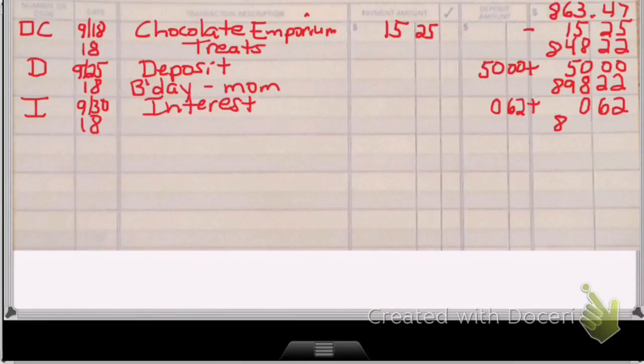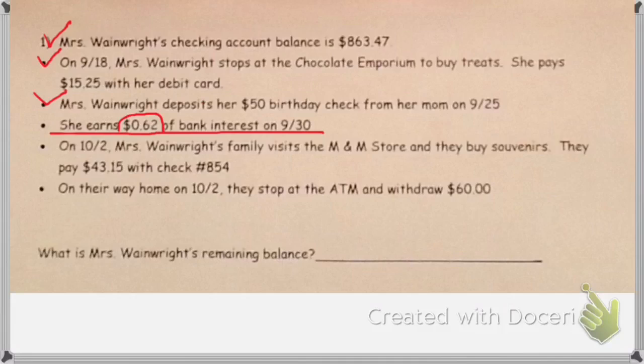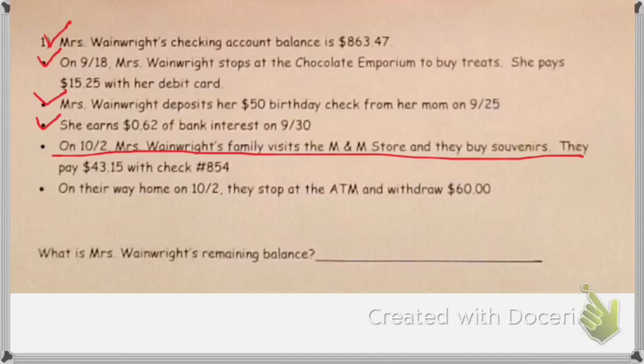We'll transfer that over. Very important to always keep my new balance. And there I go in the gray box, $898.84, lining up all of my digits. Go back to my original problem. I'm done with this one, so I will put a check, and I move on to the next line.